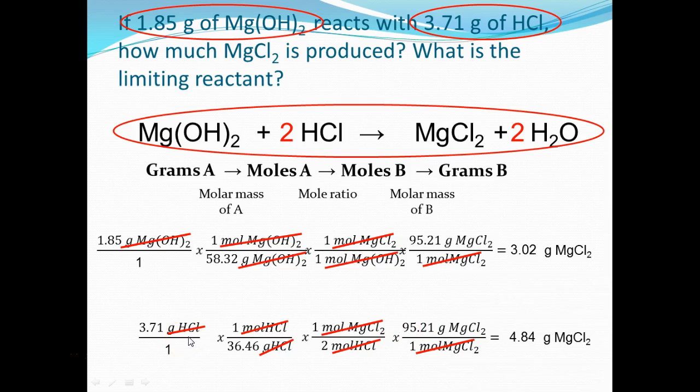that is telling us that if we're mixing these two things together, the maximum amount of magnesium chloride we can get is 3.02 because that is the smaller of the two numbers. So that makes magnesium hydroxide our limiting reactant. So this would be our expected yield, or our theoretical yield would be that 3.02 grams of magnesium chloride in this situation.